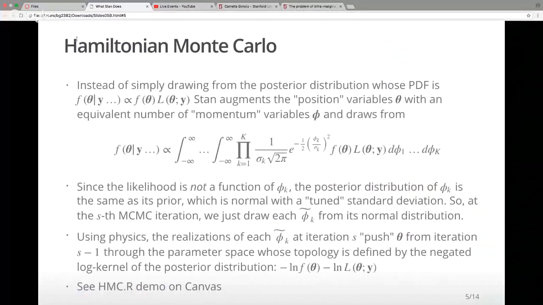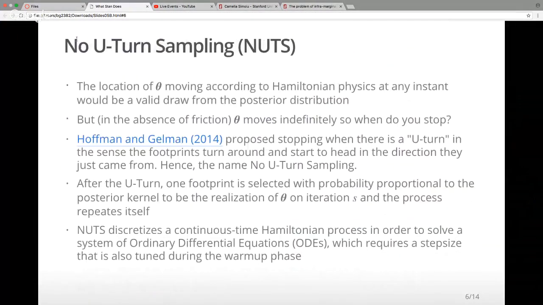Question? Yeah, Becca. So just to clarify, the reason that you want to push theta around is to reduce the autocorrelation and have the... Right. So the location of theta at any instant in that process is a draw from the posterior distribution. The topology of this space multiplied by -1 is defined by your posterior kernel. So if it's going around this bowl type thing, if the contours of the bowl are defined by your posterior distribution, where it is at any point in time is a draw.